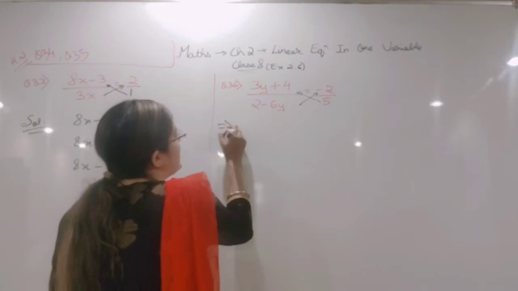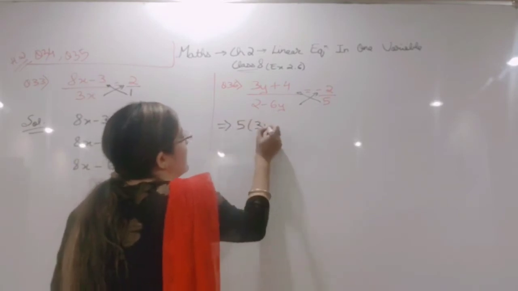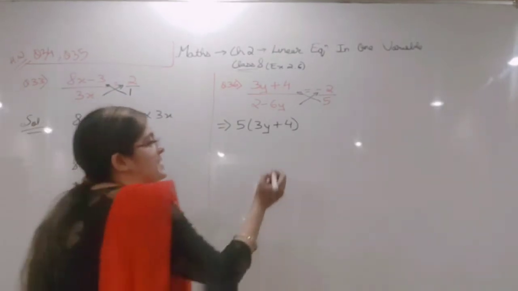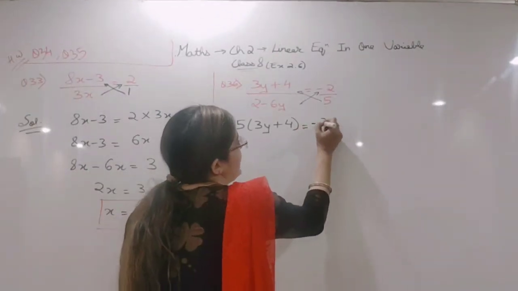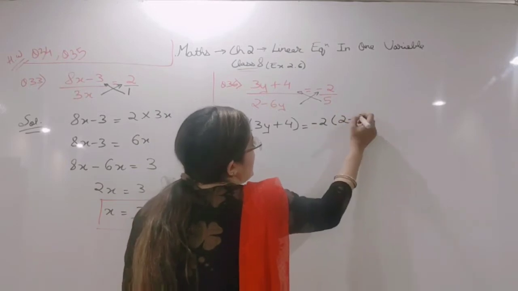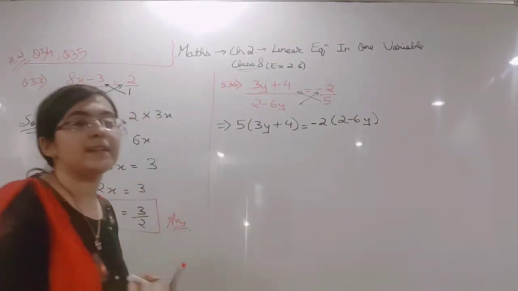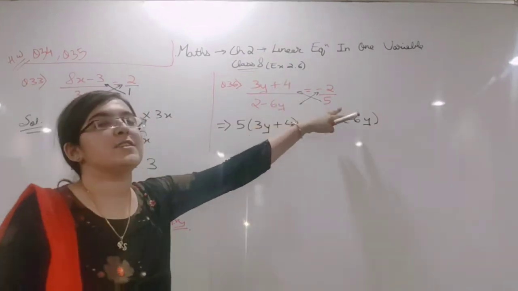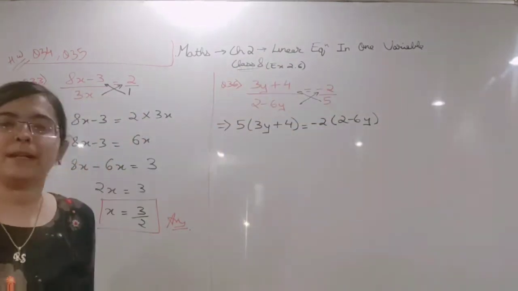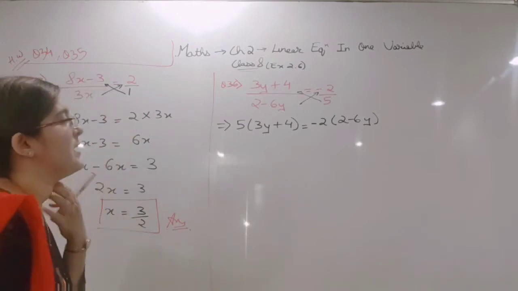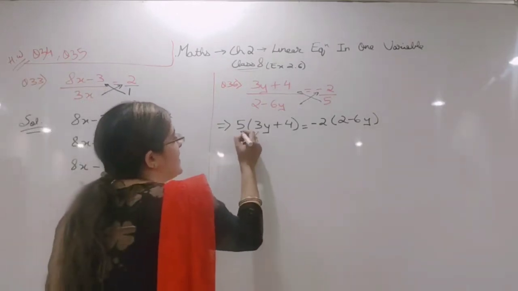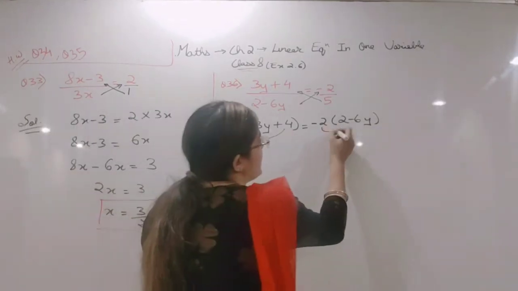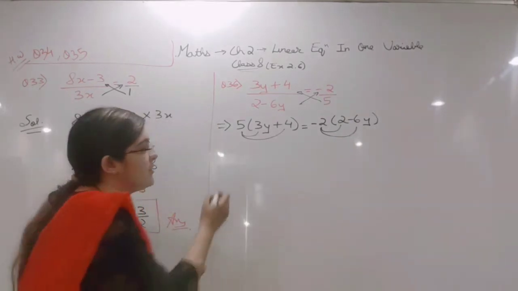See, 5 will go in the multiplication like this. Write it in brackets so that you won't make any mistake. Here minus 2 is there and here it will go in the bracket. Students, see the steps how I am doing. Why are we multiplying? Because in division the number goes to the multiplication. So what will be our next step? Distributive property, 5 will be multiplied by both and minus 2 will be multiplied by both.